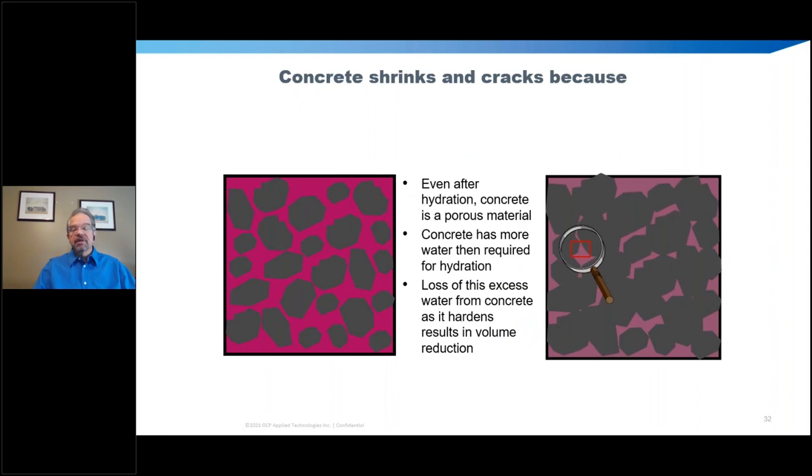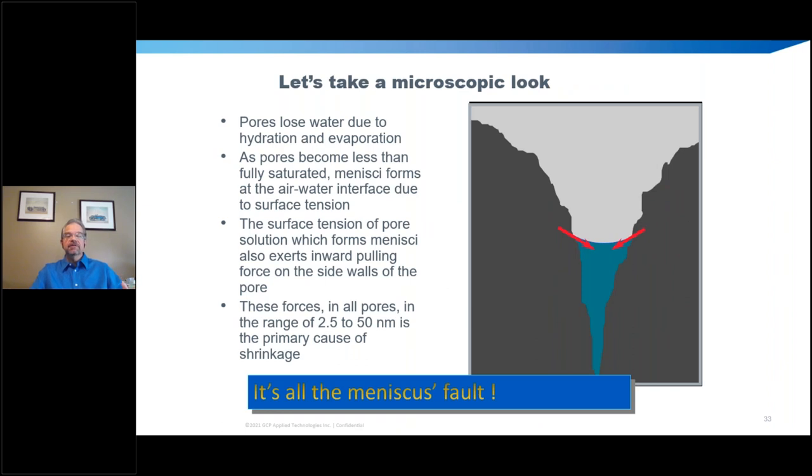concrete shrinks and cracks. And concrete is a porous material, and even after hydration, concrete always has more water than is required for hydration. Okay, there's a chemical reaction that takes place between the cement and the water, and as well any supplementary cementing materials that you have, and they create calcium silicate hydrates. They create a gel, and the chemical reactions in cement and cementitious materials, they draw water in. And they require a certain amount of water. And also there's excess water, and the loss of this water from the concrete as it hardens results in volume reduction.